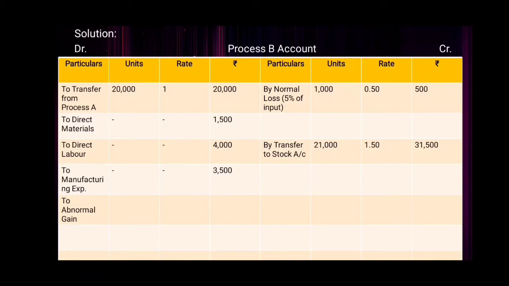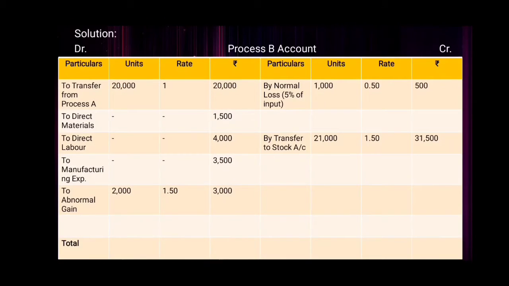So for process B account we are getting abnormal gain, which is on the debit side. So the units will be 2,000 at the rate of 1.50. So the total amount will be 3,000. Now let us take the total of both the sides. Unit is 22,000 and the total amount will be 32,000.